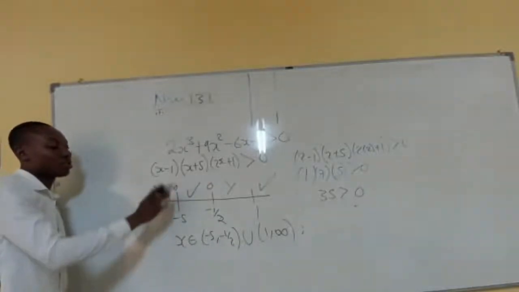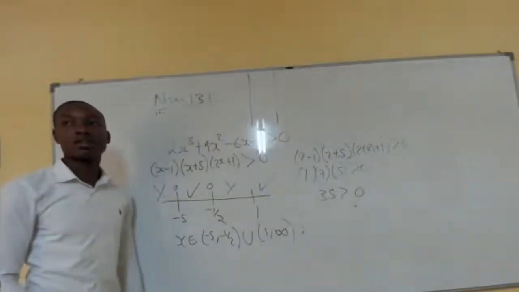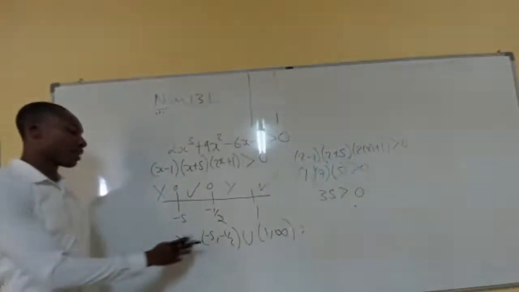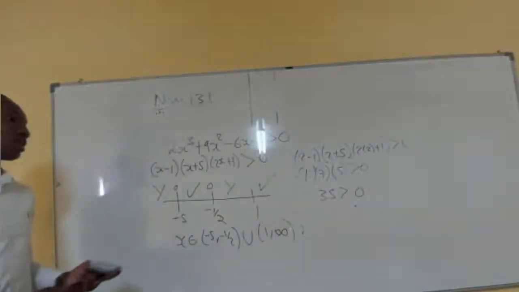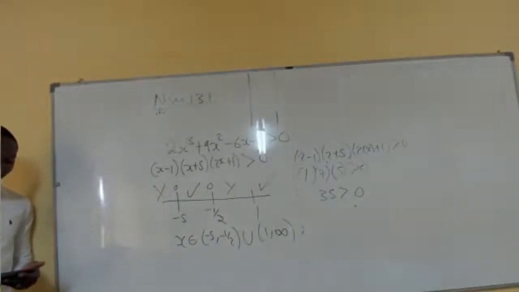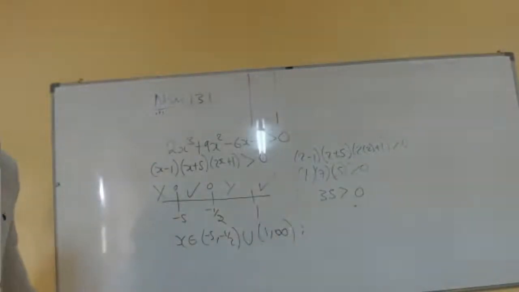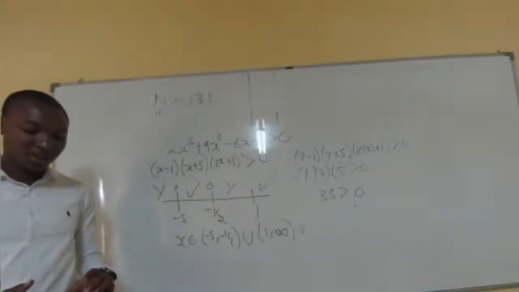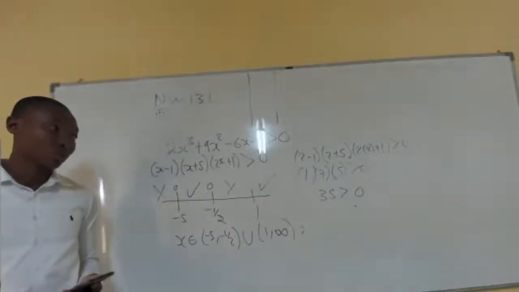These two are open, which is why we've written an open interval there instead of a closed interval. So we have negative 5 comma negative 1 over 2 union 1 comma infinity. So that is the final answer. This ends tutorial sheet 3.